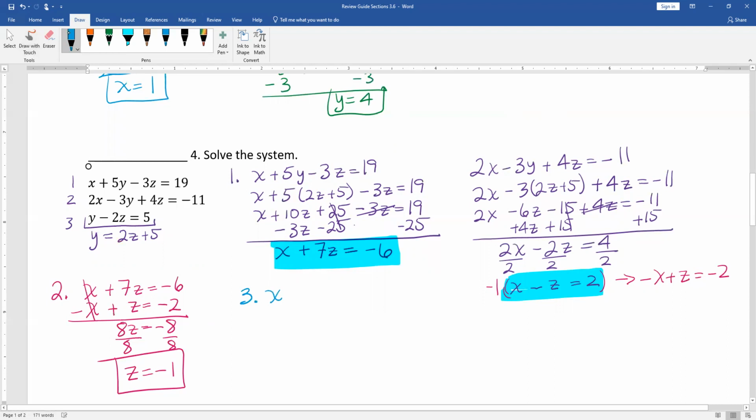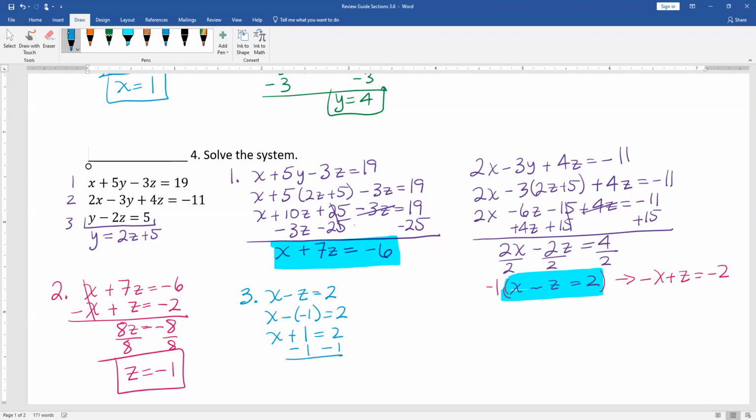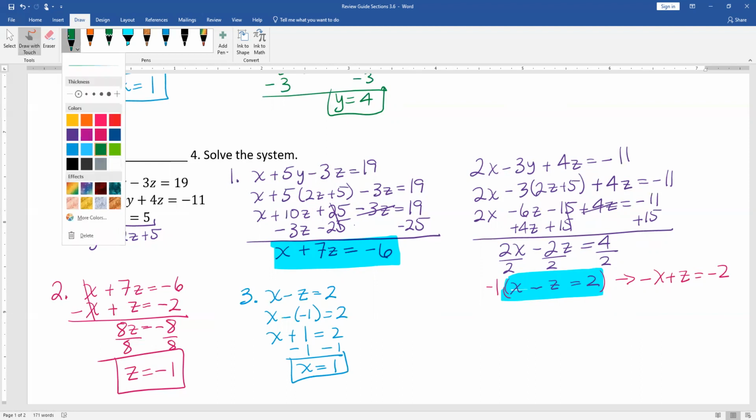So I have x minus z equals 2. I know that z is negative 1, which is the same thing as a positive 1, since x plus 1 equals 2. And so I subtract 1 from both sides, and x equals 1. I'm done with my x value. Also, I'm going to go ahead and use equation 3, y equals 2z plus 5, because I know z is negative 1. And so that's kind of easier to solve for my y.